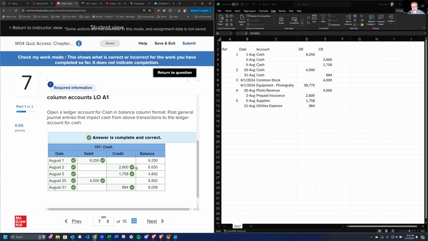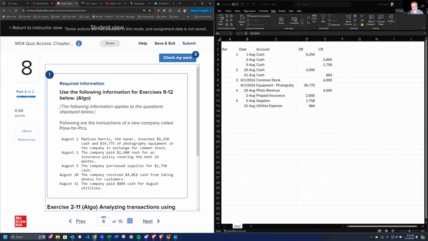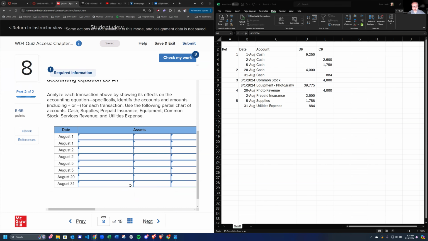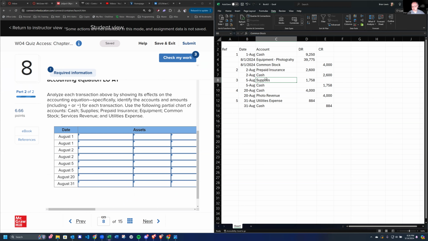All's good, right? Now we can go to number 8. Now, number 8 has the same transactions, right? All the same transactions. Now it's asking us to analyze each transaction above by showing its effects on the accounting equation, right? Now, the nice thing is we already got that information from here. Now, let's just go backwards, Control Z, and we can get all these transactions back where they were, and we can see what they did for each component. Now, this is going to be a trick. Let's see if we can make this smaller.